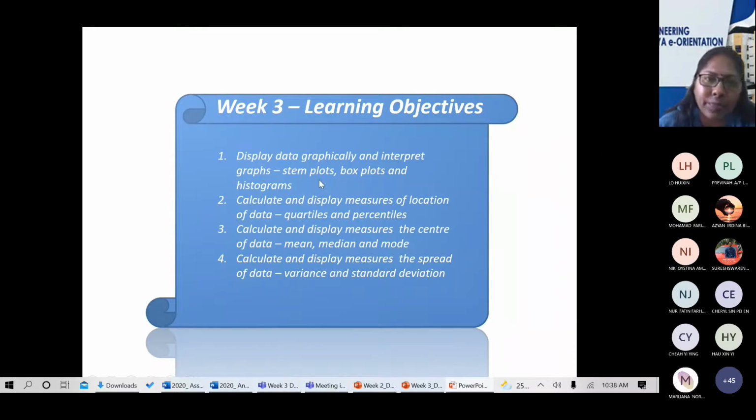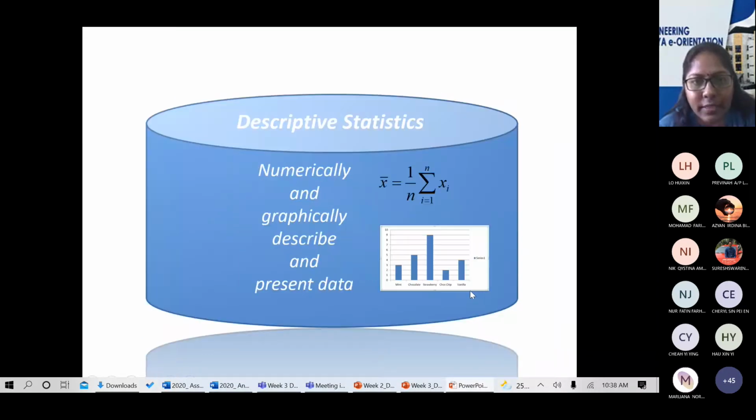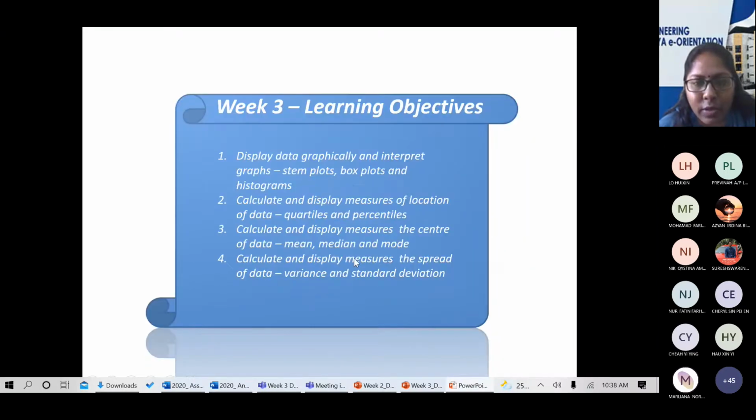So there are different graphs that you can display your data, such as stem plot, box plot, and histogram. So you are to calculate some quartiles, mean, median, and mode, and you have to also know what is variance and standard deviation. So now we are moving into descriptive statistics. This is called descriptive statistics. These calculations that I just mentioned: quartiles, percentiles, mean, median, mode, variance, standard deviation.